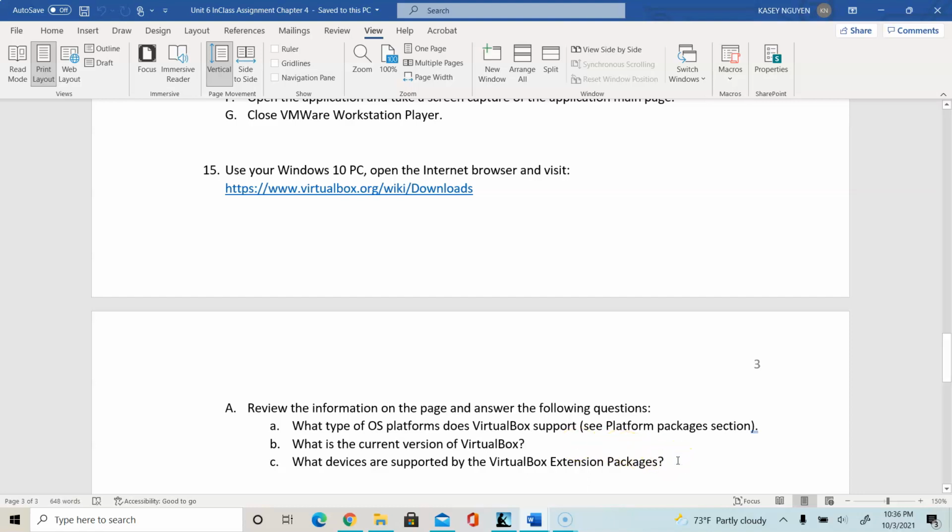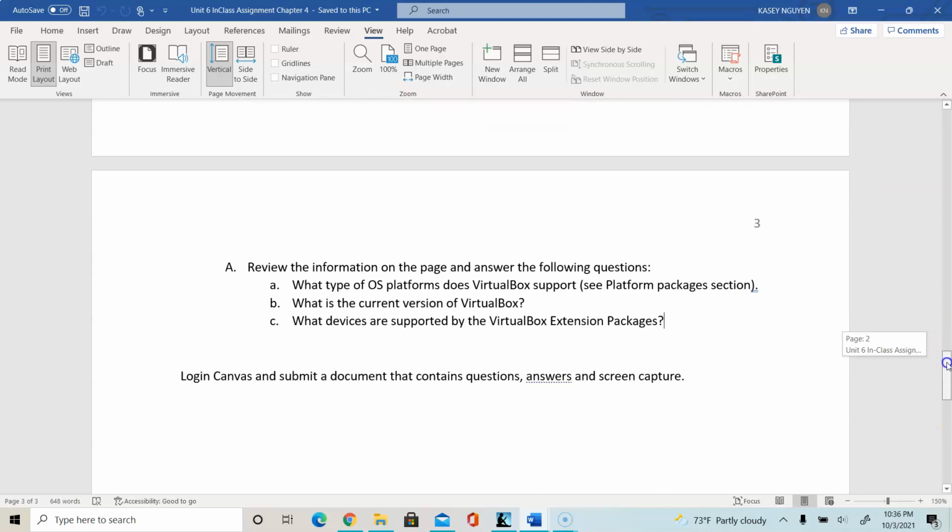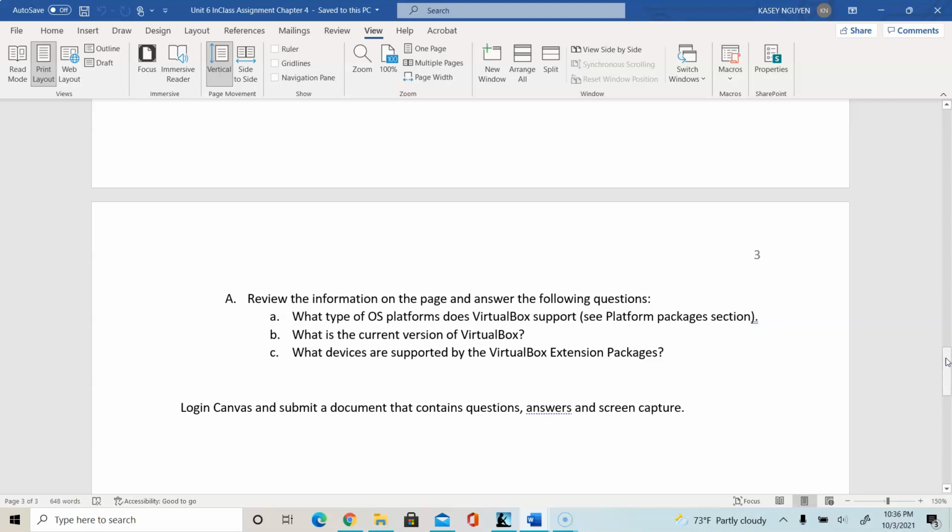And then for C, what devices are supported by VirtualBox extension packages? Please look at the extension packages and answer the questions. And that concludes the assignment.